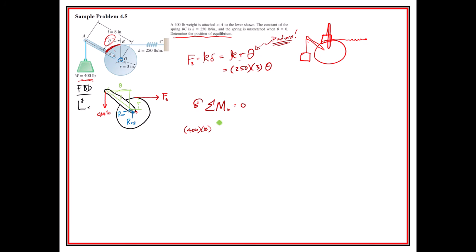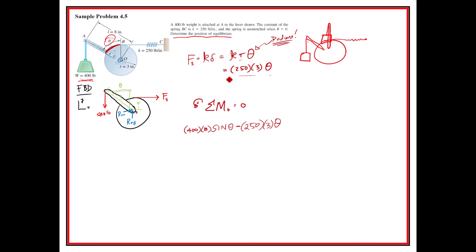Okay, so that's 400 times 8 times the sine of theta. I don't want that color, let me switch colors. And that's going to be the counterclockwise, so that's positive. And now we take a look at the force of the spring, right? So that's going to be negative, that force of the spring, which we set up here, was 250 times 3 times theta.